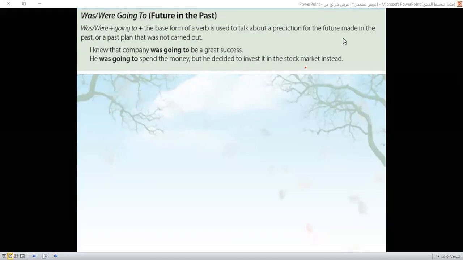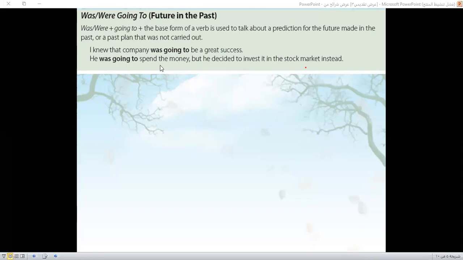Okay, so was or were going to: future in the past. I use it plus the base form of a verb to talk about a prediction for the future made in the past, or a past plan that was not carried out. I knew that company was going to be a great success. Prediction, what is the meaning of prediction in Arabic? تنبؤ. Yes, thank you so much. So this is how I'm going to use was going to or were going to.